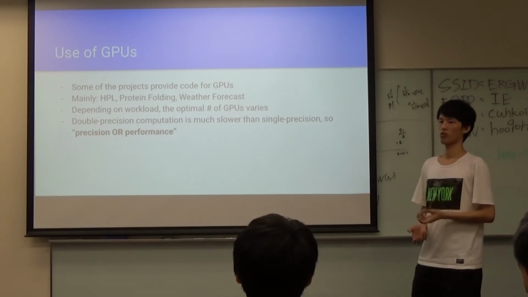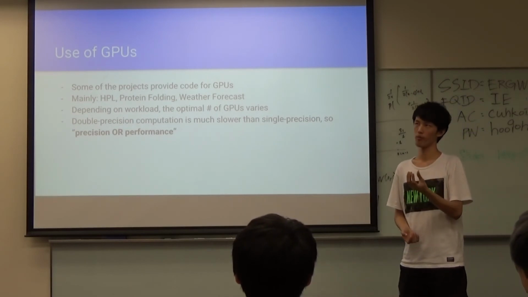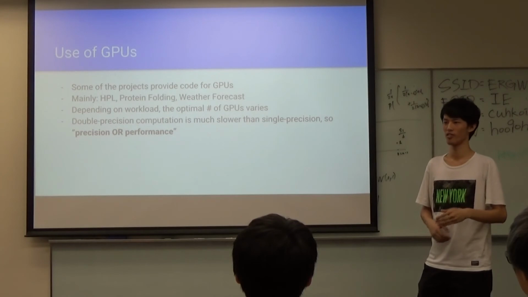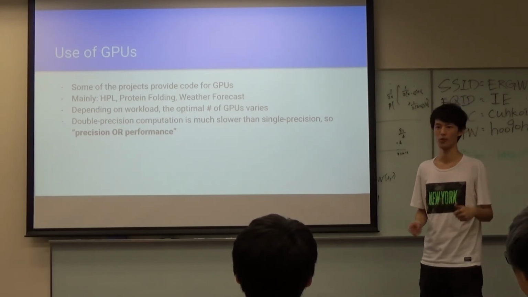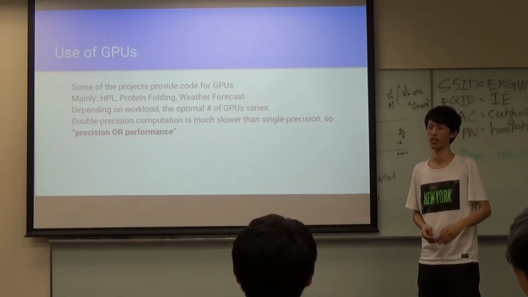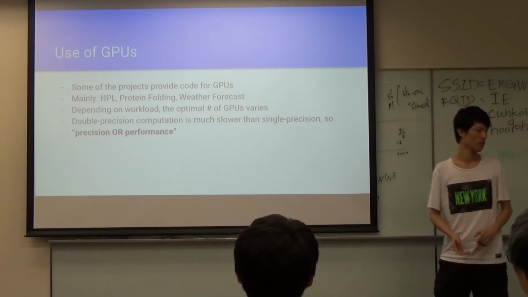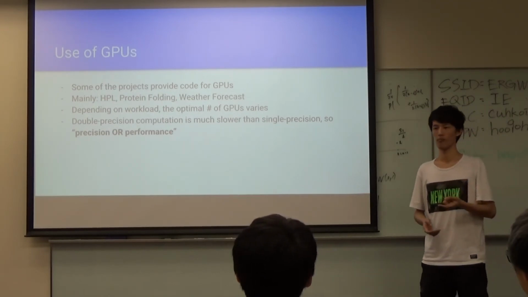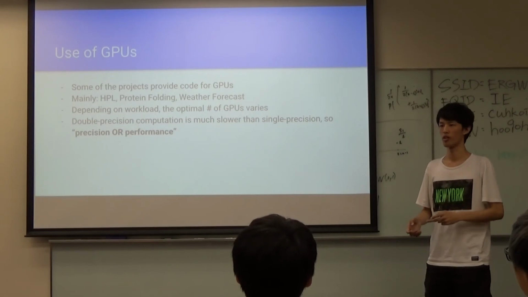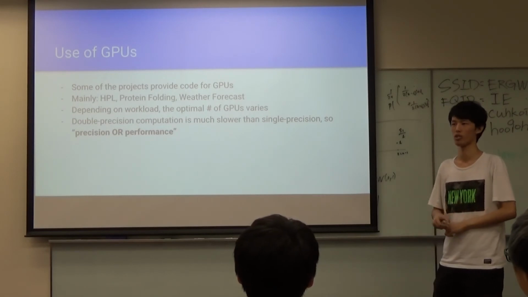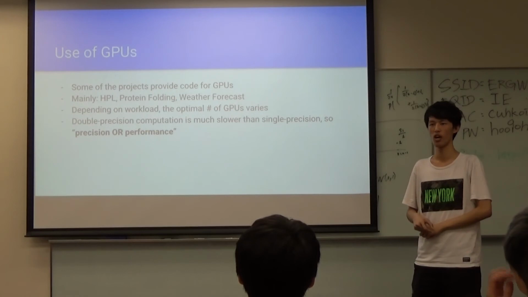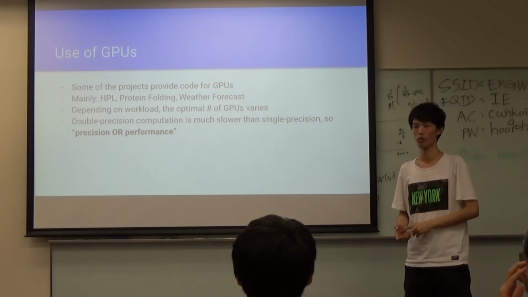And depending on the workload, the optimal number of GPUs could vary, because it's not the case that using the maximum amount of GPUs all the time would give you the best result. Because if you use the most GPUs, maybe they could not give you the optimal result. Sometimes 3 GPUs is good enough, but sometimes the more the better.